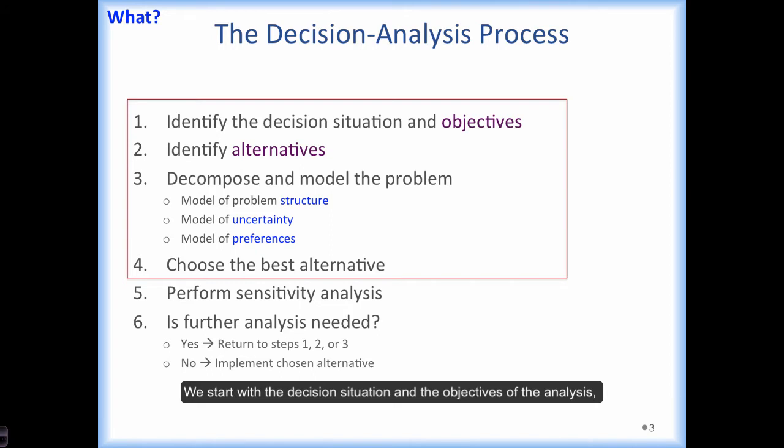Let's start with the decision situation and the objectives of the decision problem. Then we identify potential alternatives. Then we will model the problem based on the uncertainties faced by the decision maker. And sometimes we will take into account a decision maker's risk attitude.